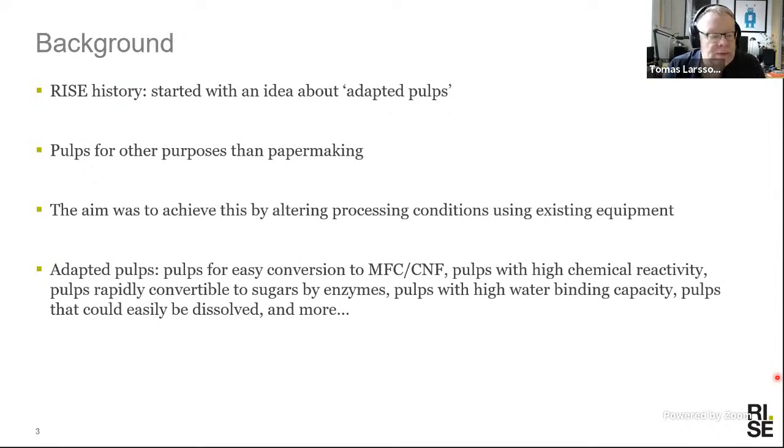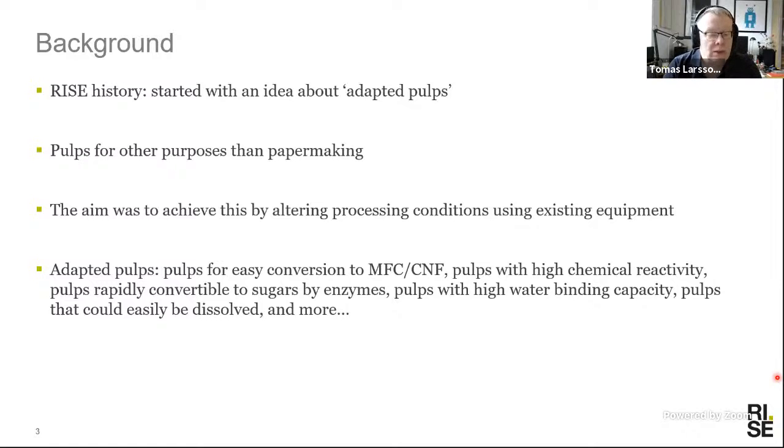Well, if I should give some kind of background, this goes back some close to 10 years, I think, when there was an idea about making adapted pulps. And with that, we mean basically pulps for other purposes than paper making. And the aim was to achieve this by altering processing conditions using existing equipment.